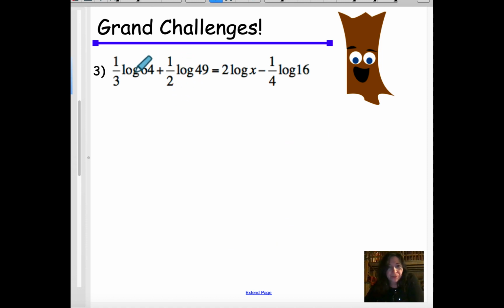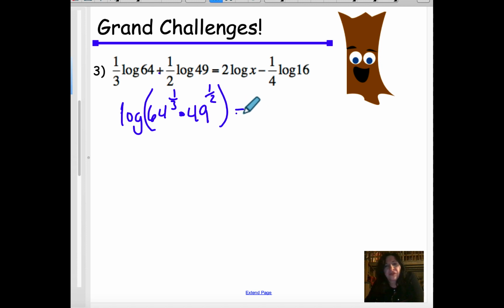This one, are they all base 10? Once I combine them, I can lose the base 10s. And do I have any variables? There it is, right here. That's my only variable. That's what I'm solving for. Okay, let's see what we got. This is log of 64 to the 1/3 power, add means times 49 to the 1/2 power, equals log base 10 of x squared, minus means divide, divided by 16 to the 1/4 power.